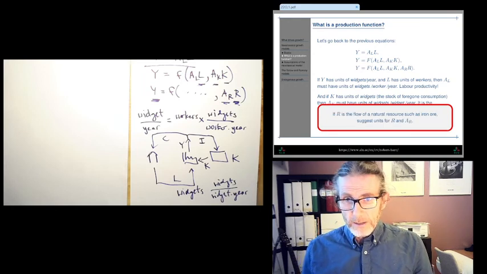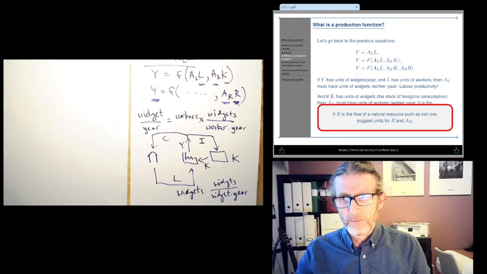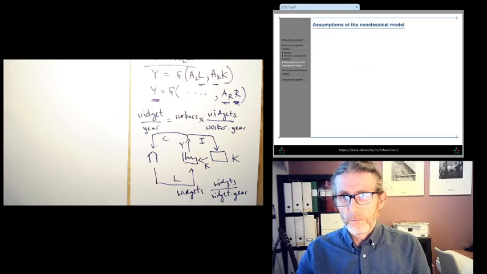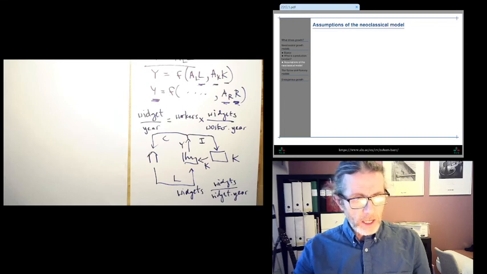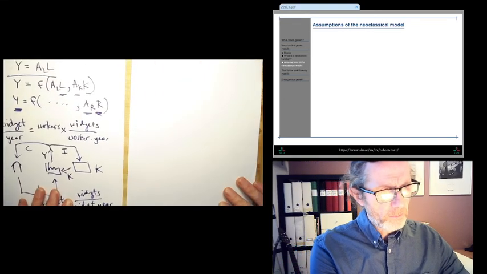And finally, very straightforward, much more straightforward than the constant returns thing. If R is the flow of a natural resource such as iron ore, suggest units for R and AR. I want you to do that as well. Think about that before we meet. Very straightforward. So that's a bit about production functions and units.